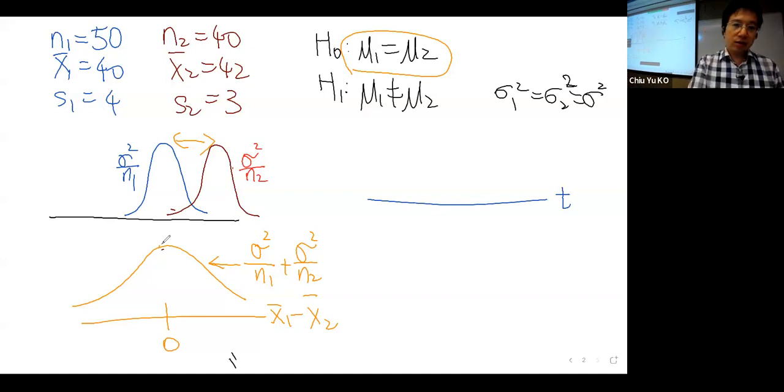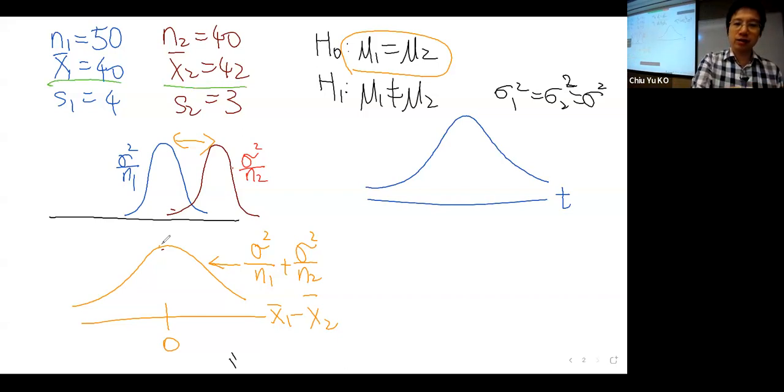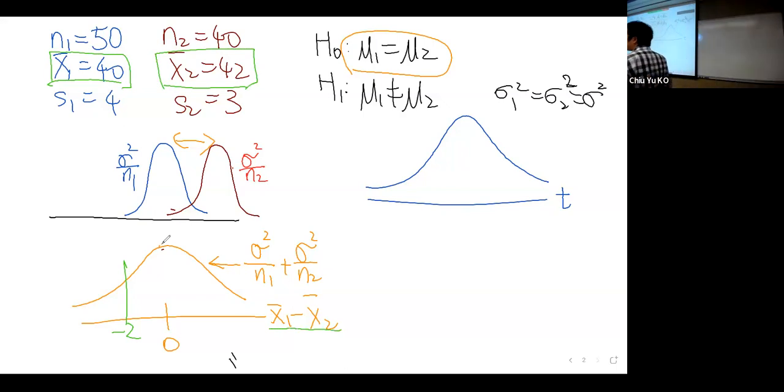So let us look at the data that we have. We draw a graph. What we are told is that x1 is 40, x2 is 42, right? So x1 minus x2 is actually -2. Is that clear? Because the question says x1 is 40, x2 is 42. So x1 minus x2 is -2. That's our data. Is that clear? So this is our data.